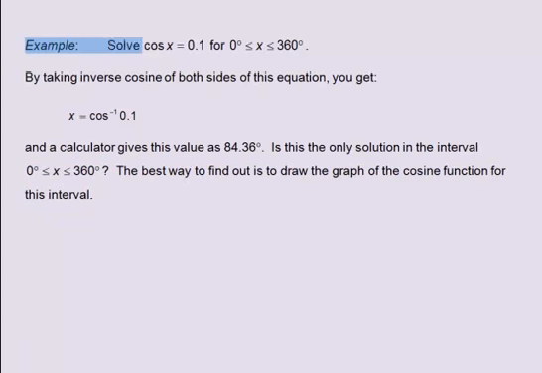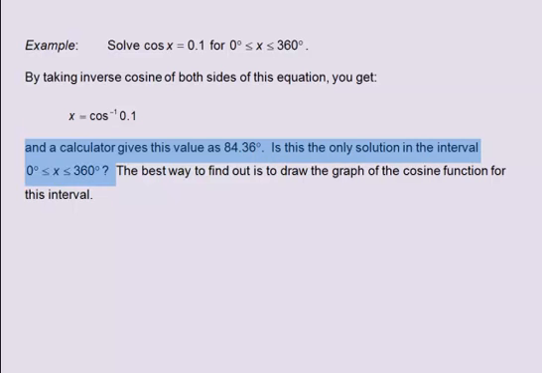Example: solve cos of x equals 0.1 for x greater than or equal to 0 degrees but less than or equal to 360 degrees. By taking inverse cosine of both sides of this equation, you get x equals the inverse cosine of 0.1, and a calculator gives this value as 84.36 degrees. Is this the only solution in the interval, x between 0 degrees and 360 degrees? The best way to find out is to draw the graph of the cosine function for this interval.